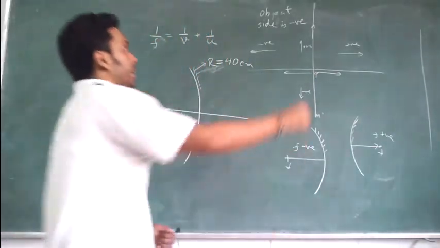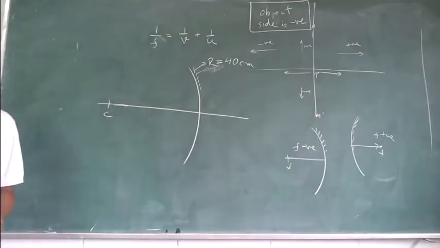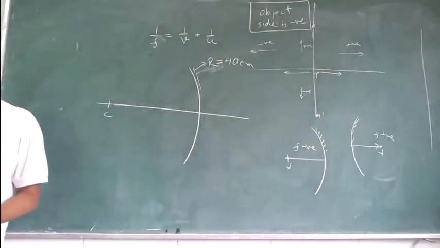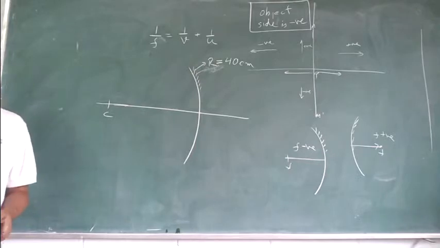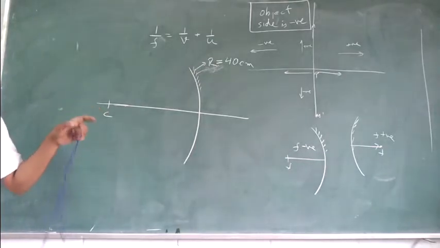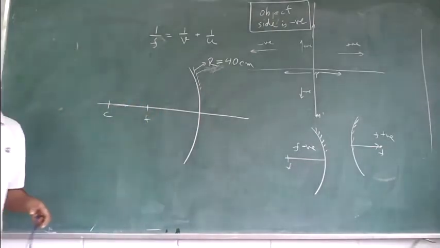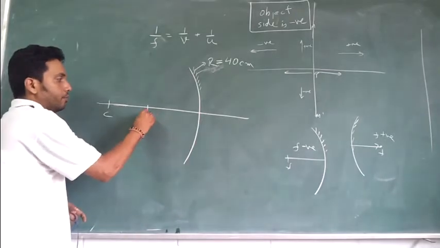Object side is always negative. Before solving the question, in my test, this is required to be done. In our test, whatever internal test we are going to take, when the question is given, you will not make the ray diagram, but at least these things have to be marked.